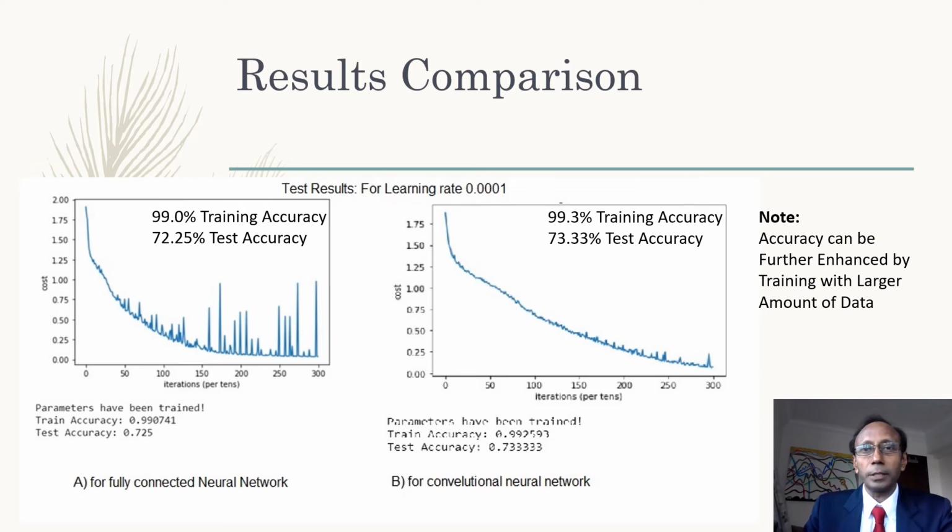So here are the results for the comparison between the fully connected neural network and the convolutional neural network. Obviously, the accuracy of the training as well as the test is higher in the convolutional network. Please note that we can further enhance the accuracy if we had started with a larger number of data sets.